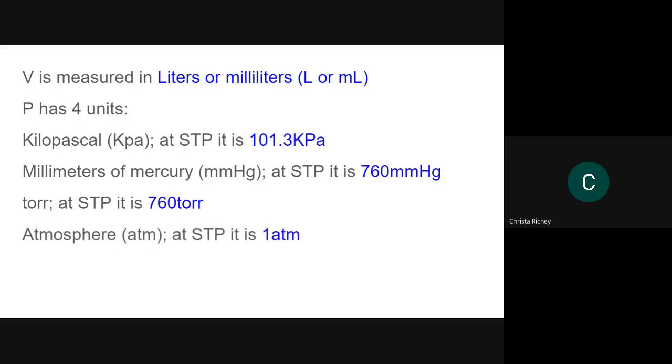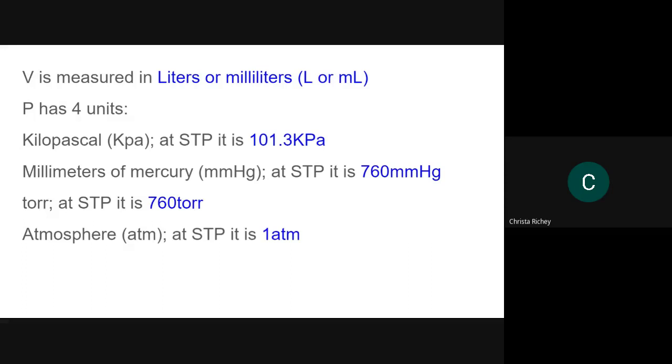And the reason why I like using atmospheres is because if you convert, you're dividing or multiplying by 1. That's why that's my personal favorite. But they're all the same thing. Like I said, that's like saying that 1 foot is 12 inches because they're equal to each other. These are equal to each other at standard temperature and pressure, which is sea level. And technically is 20 degrees Celsius. But you don't really need to know that. But that's what it is.